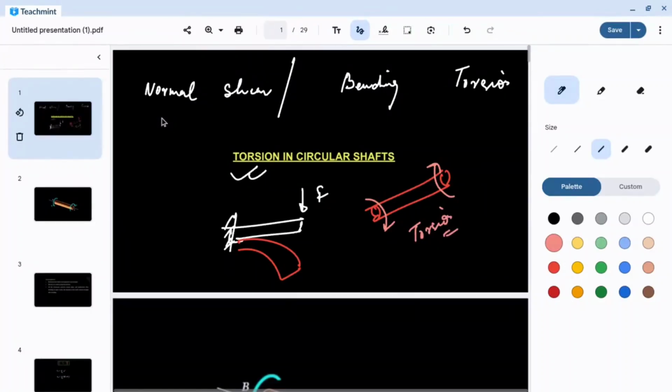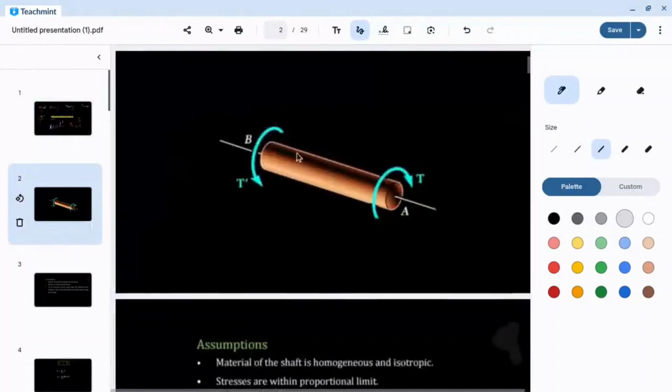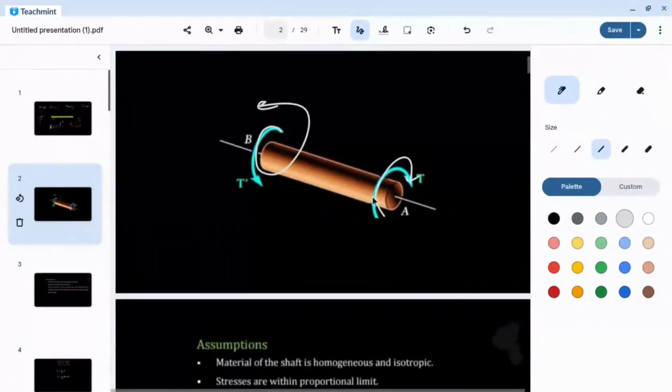In normal stress, the stress will be developed uniformly like this. In bending it will be different, shear will be different, and torsion also will be different. Do you see, it is not exactly the same. Say A and B, anti-clockwise sign and clockwise sign, within torsion.